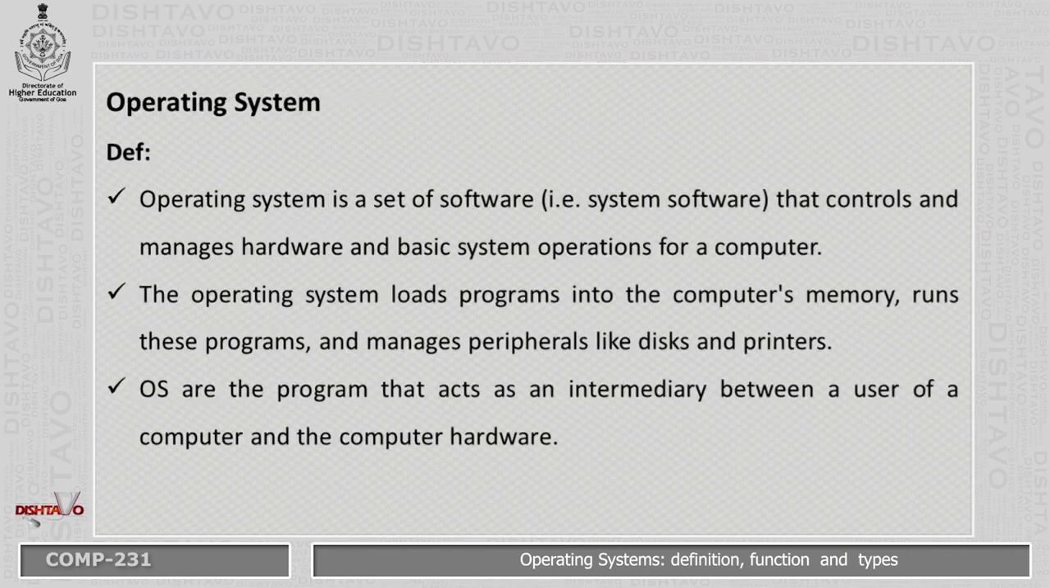What is meant by operating system? An operating system is a set of software, that is system software, that controls and manages hardware and basic system operations for a computer. The operating system loads different programs into the computer memory. It runs those programs and manages different peripheral hardware like disks and printers, etc.